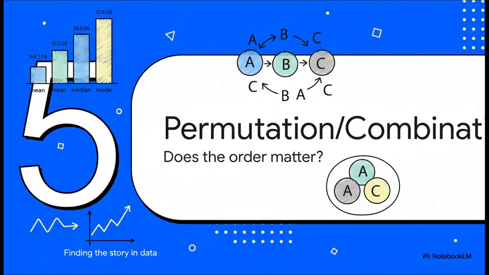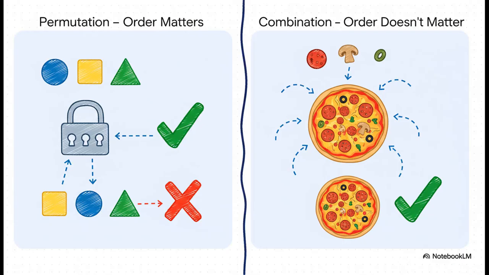Okay, that brings us to the two heavyweights of counting possibilities: permutations and combinations. They sound similar, but they answer different questions. And the entire difference between them boils down to one simple but absolutely critical question. Does the order matter? Here's the deal.